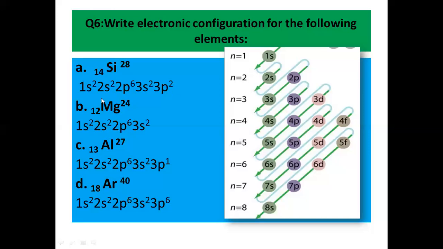So total how many electrons are there? 6, 7, 8, 9, 10, 11, 12, 13, 14. So this is the electronic configuration of silicon.